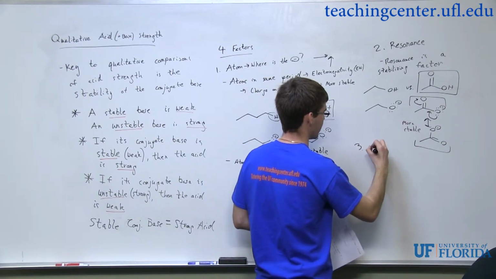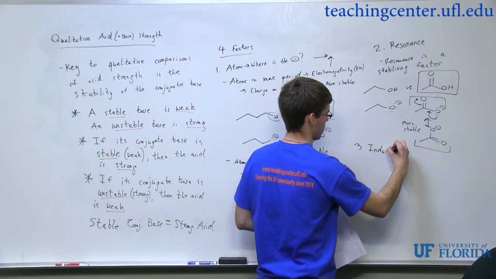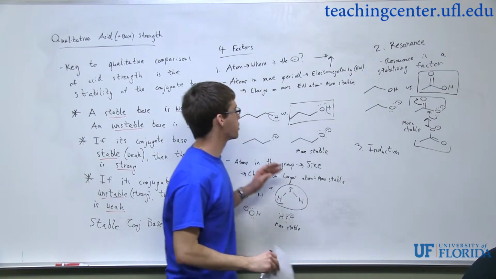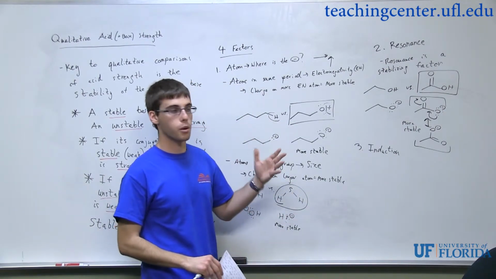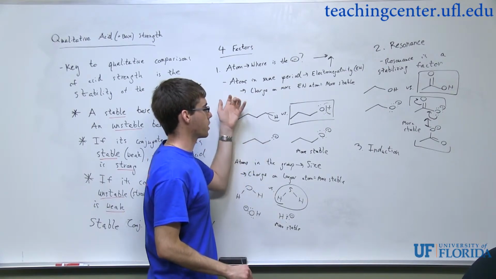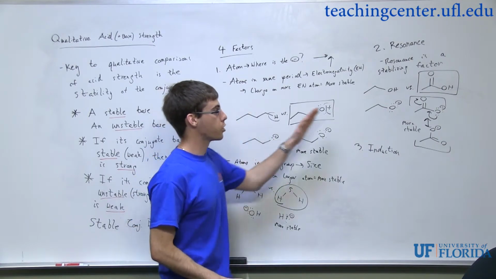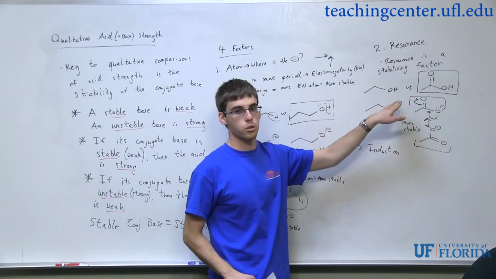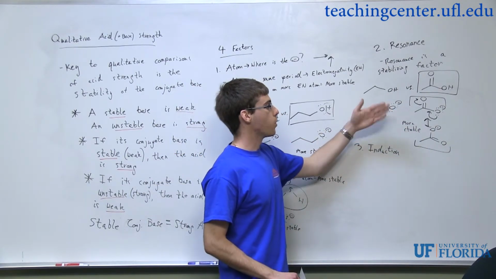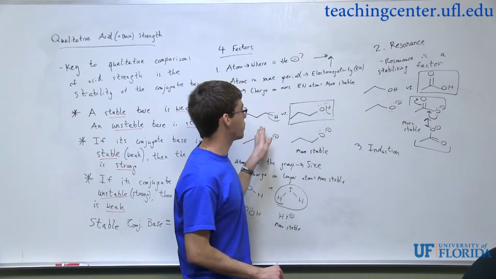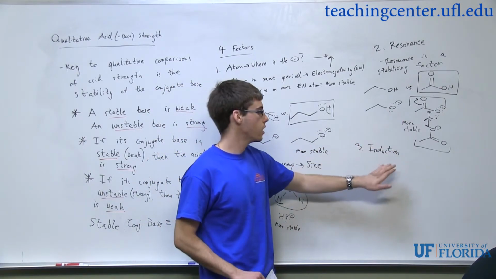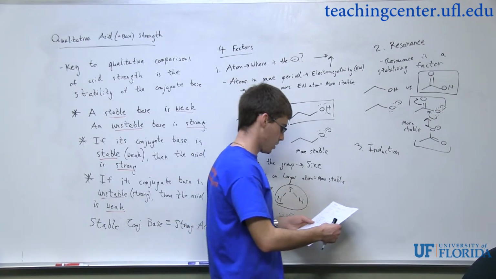The third factor, induction. I guess I should take a step back and say these four factors you should examine in this order. So first you look at the atom, and if it's the same atom because there's no difference in the electronegativity or the size, then you move on to resonance. As you see, this was the case because we had two oxygens. We had oxygen atoms both bearing a negative charge, so there's no difference in the atom. So then we go on and we see resonance. Well, if they're both the same atom, and they both have the same number of resonance structures, then you move on to the next thing, which would be induction.